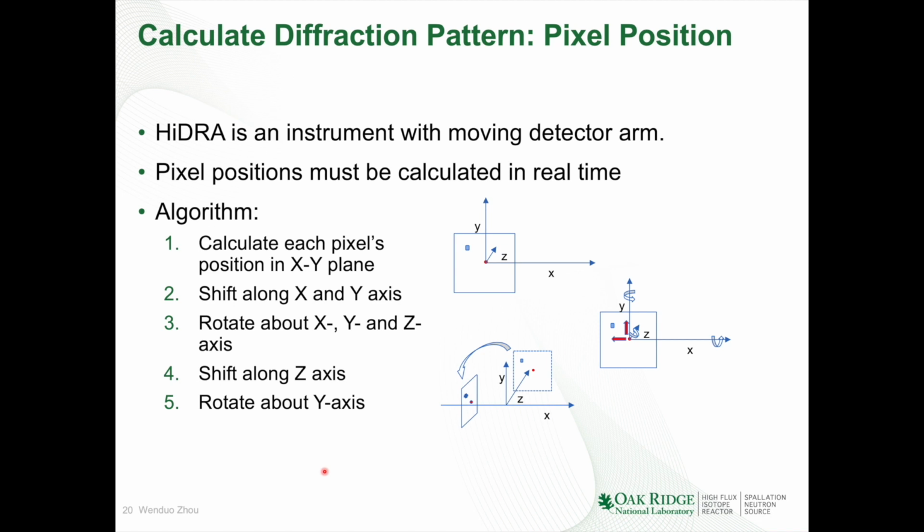The algorithm to calculate the detector pixels' positions involves a series of shifts in vector and vector matrix multiplications for detector rotation. As numpy arrays have the main data structure, these operations on an array with 10 to the power of 20 elements can be finished in seconds.